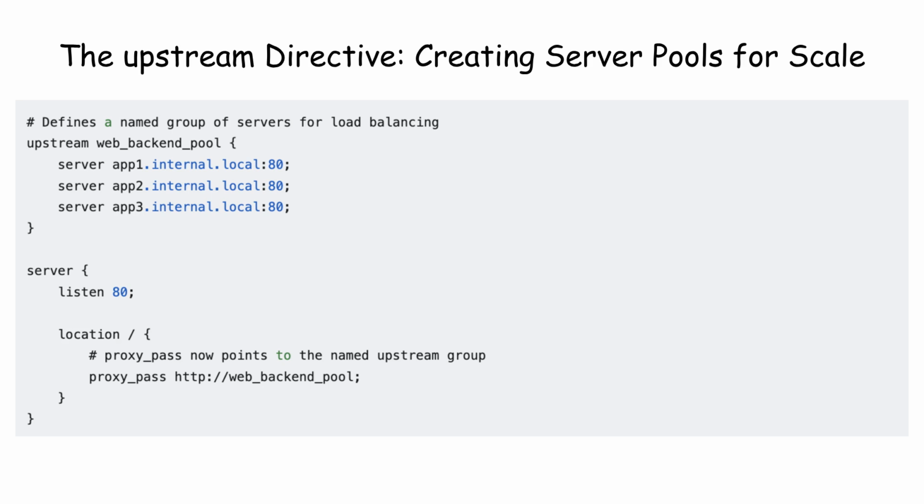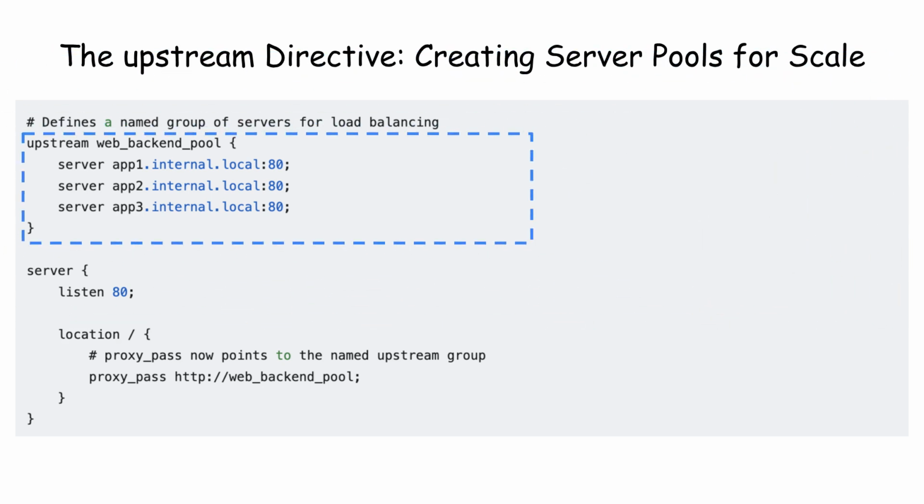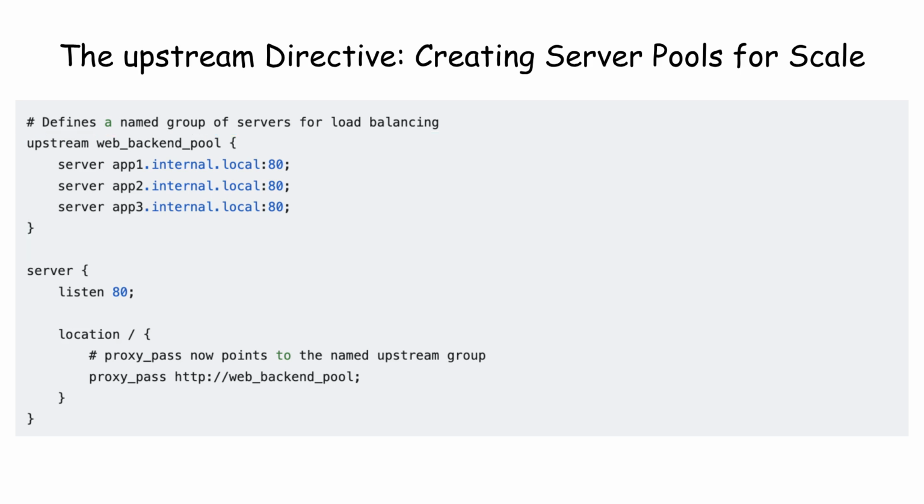A single backend server can only handle so much traffic. To scale your application, you need to run multiple instances. The upstream directive is Nginx's elegant solution for managing this. It allows you to define a logical group or pool of backend servers and give it a name. Here, web_backend_pool. You can then point a proxy_pass directive to this group name instead of a hard-coded IP address.